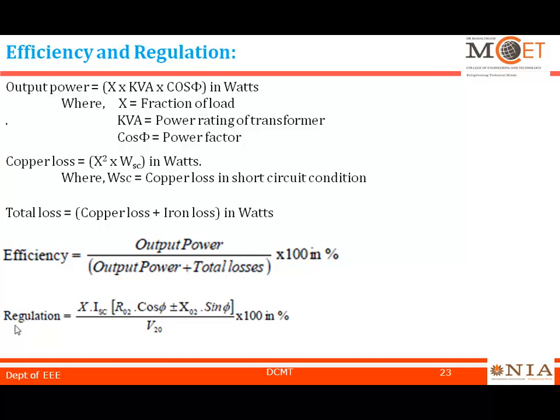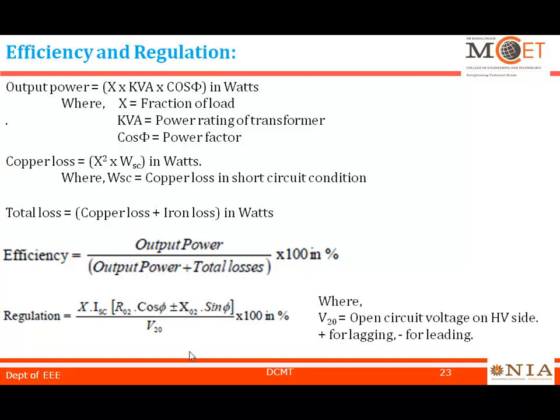Next is your regulation. We are going to find the value using X ISC. X is the percentage of load. Regulation is X times R02 cos theta plus or minus X02 sin theta, divided by V20, into 100%. So this is your regulation value. The plus and minus belong to lagging and leading. V20 is your open circuit voltage on the high voltage side, with plus for lagging and minus for leading.